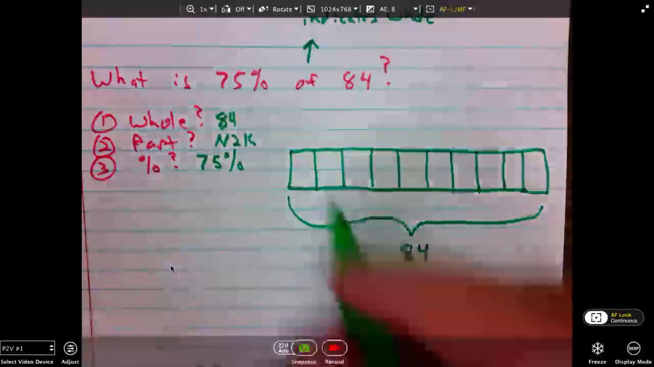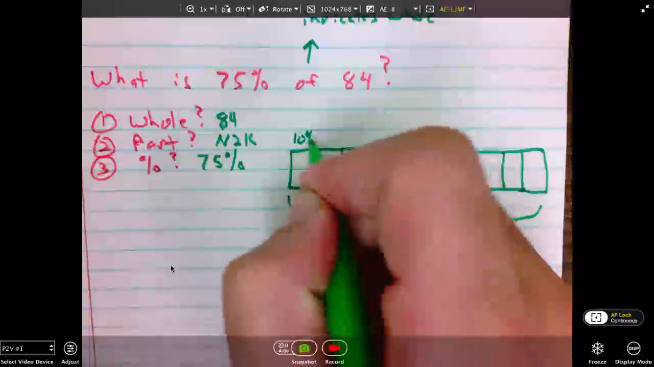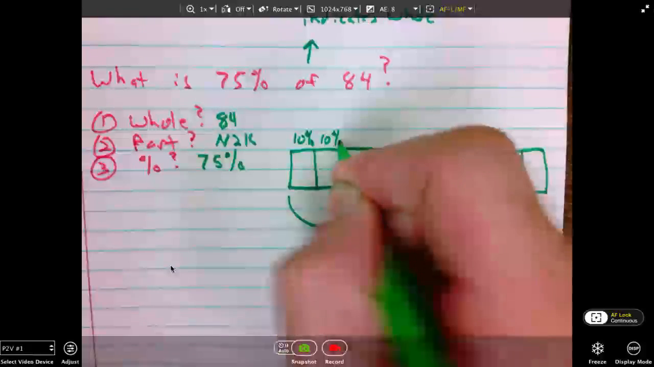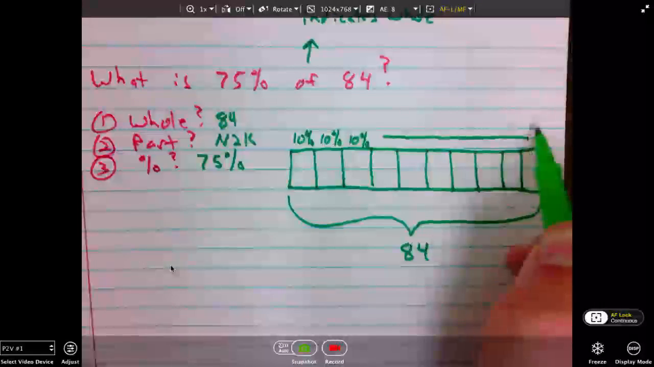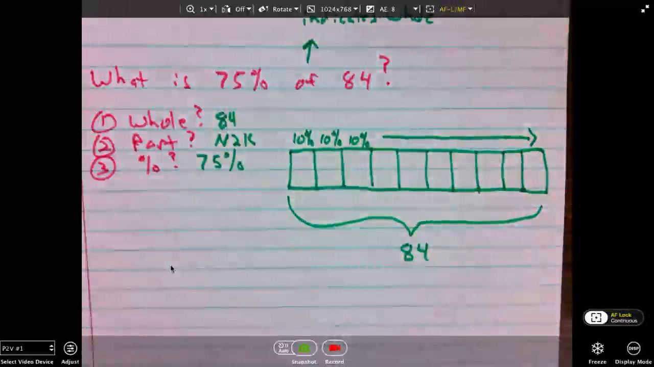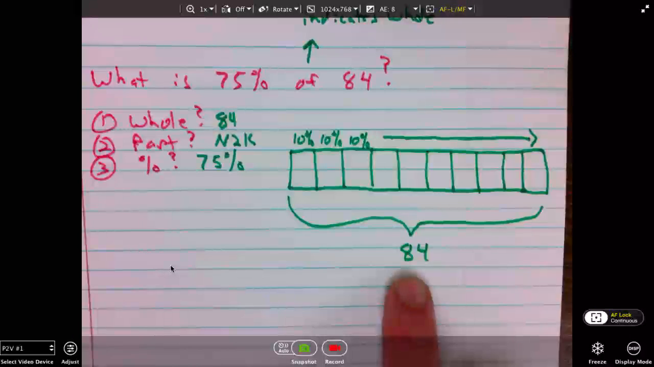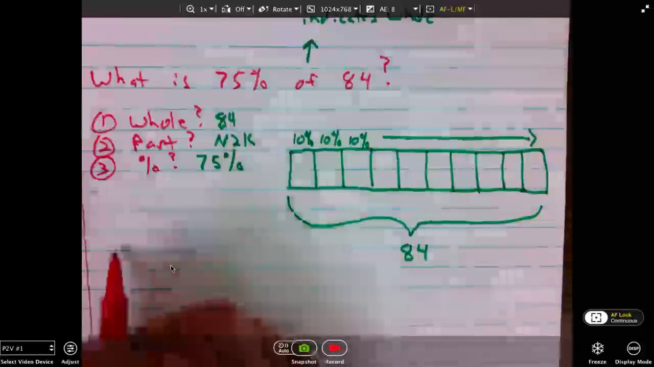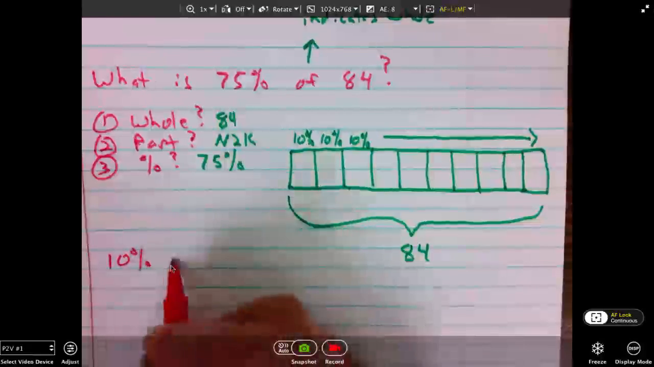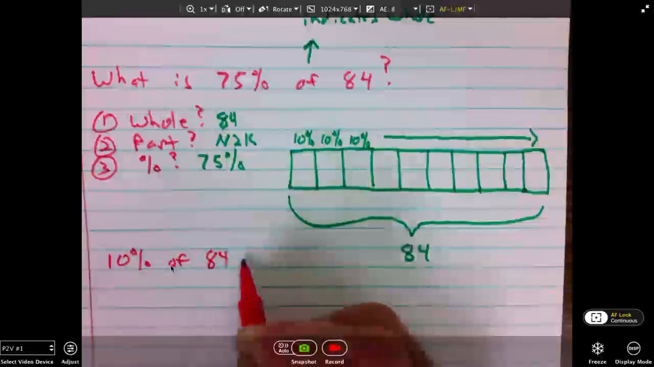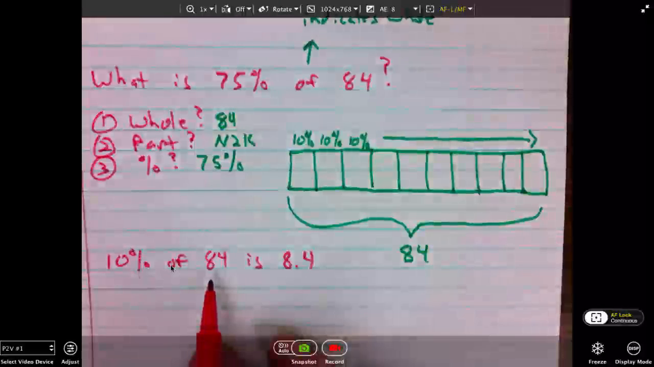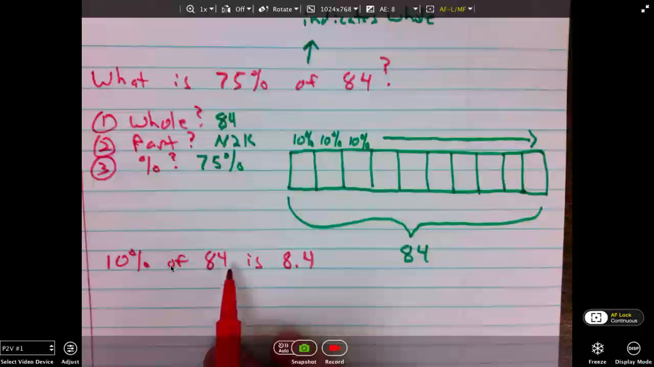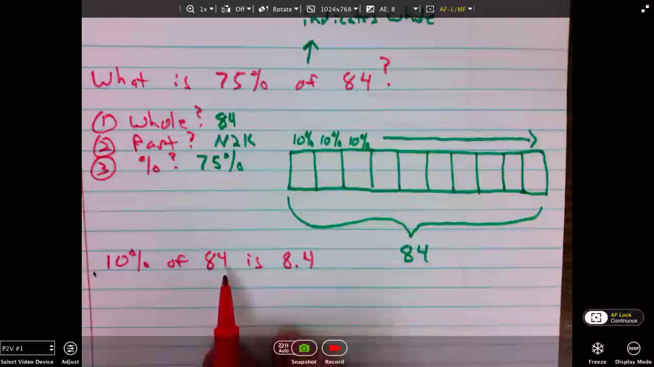10%, 10%, 10%, thusly down the line. All the rest of these are 10%. Well, question, what is 10% of 84? 10% of 84 is 8.4. To find 10% is the same as dividing by 10. We simply move the decimal one place to the left.